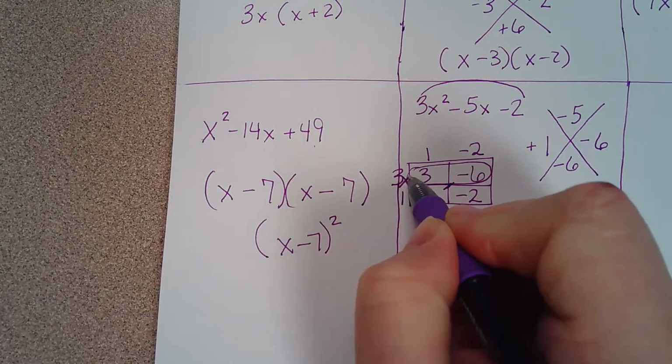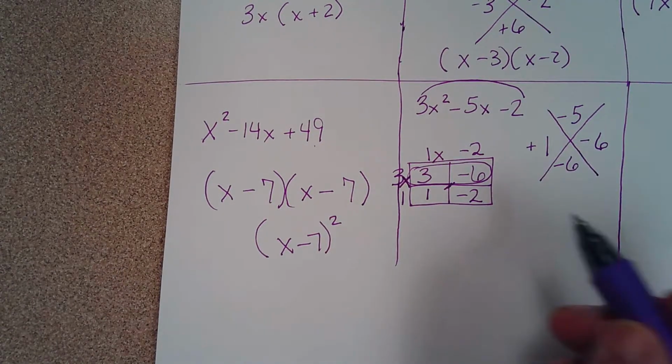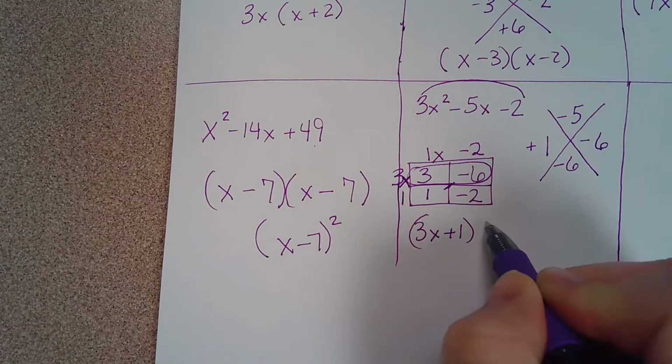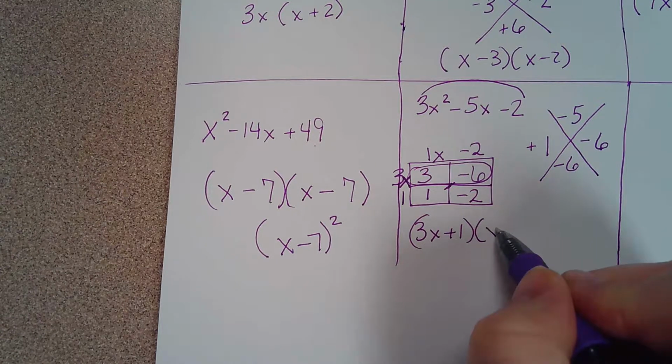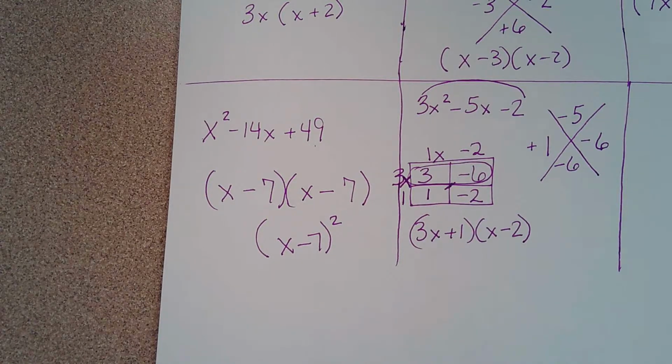Let's put our x's behind our first top terms. So 3x plus 1, and we have x minus 2. So now we have that one completely factored. Okay, so that is our stroll down memory lane for that.